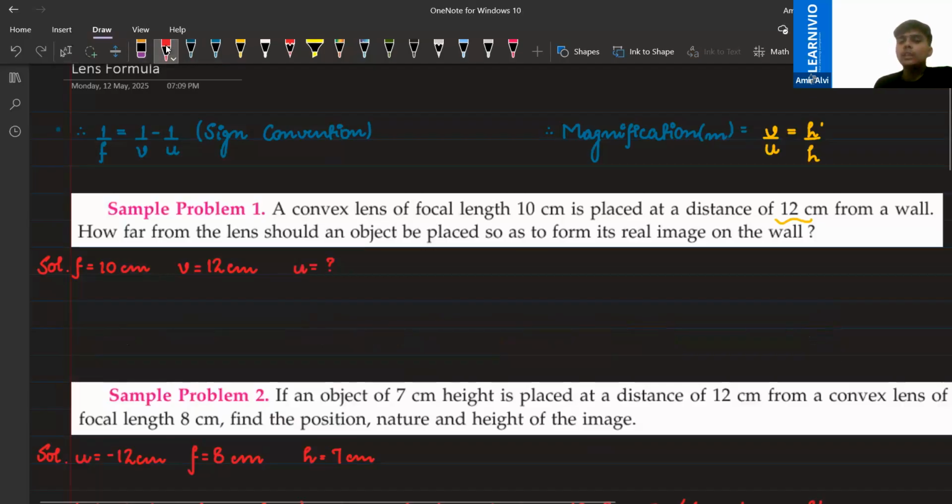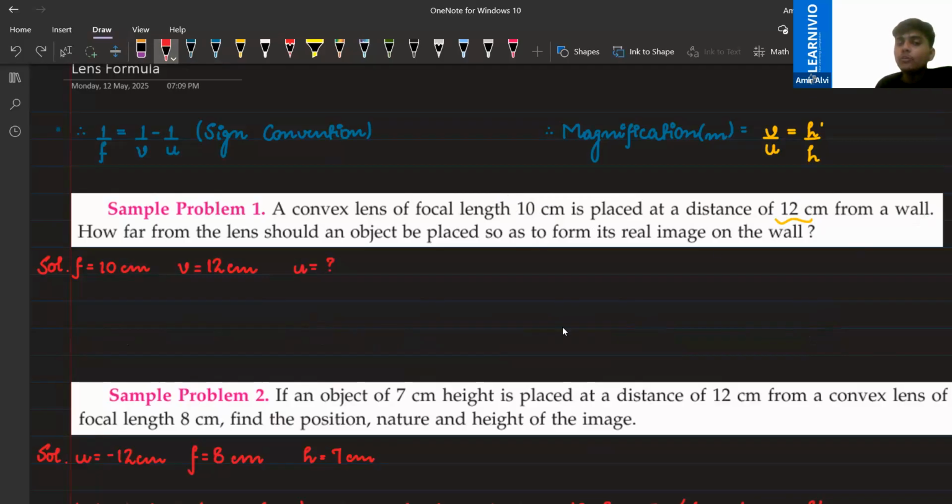Basically a convex lens of focal length 10 centimeter is given. So convex lens has a positive focal length because the light rays are converging on the right hand side, isn't it? And it is placed at a distance of 12 centimeter from the wall. That means it is basically your image distance, not the object distance, because wall is a screen and convex lens is placed 12 centimeter from it. So it would be the image distance.